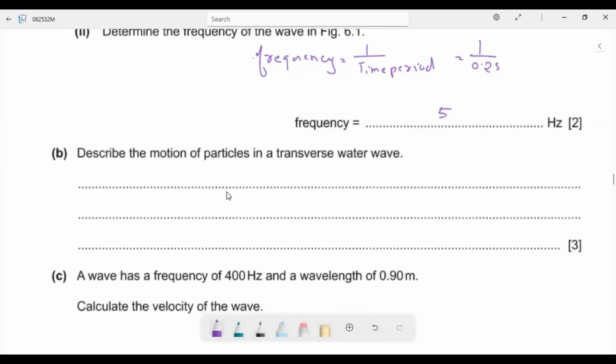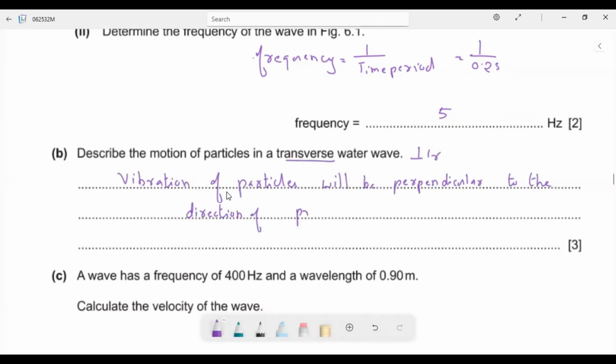Describe the motion of the particles in a transverse wave. In the case of a transverse wave or transverse water wave, the vibration of the particles will always be perpendicular to the direction of propagation of the wave.